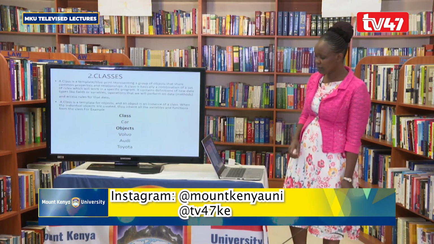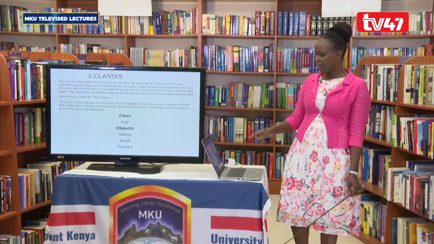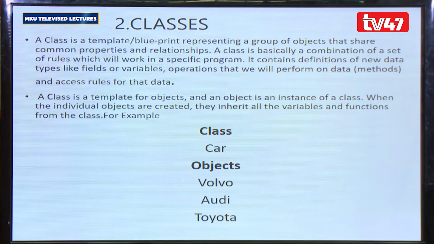So now that we have talked about object as a basic OOP concept, the other concept we need to understand is what a class is. These are the templates for objects. The template for objects is what we call a class. And an object is an instance of a class.